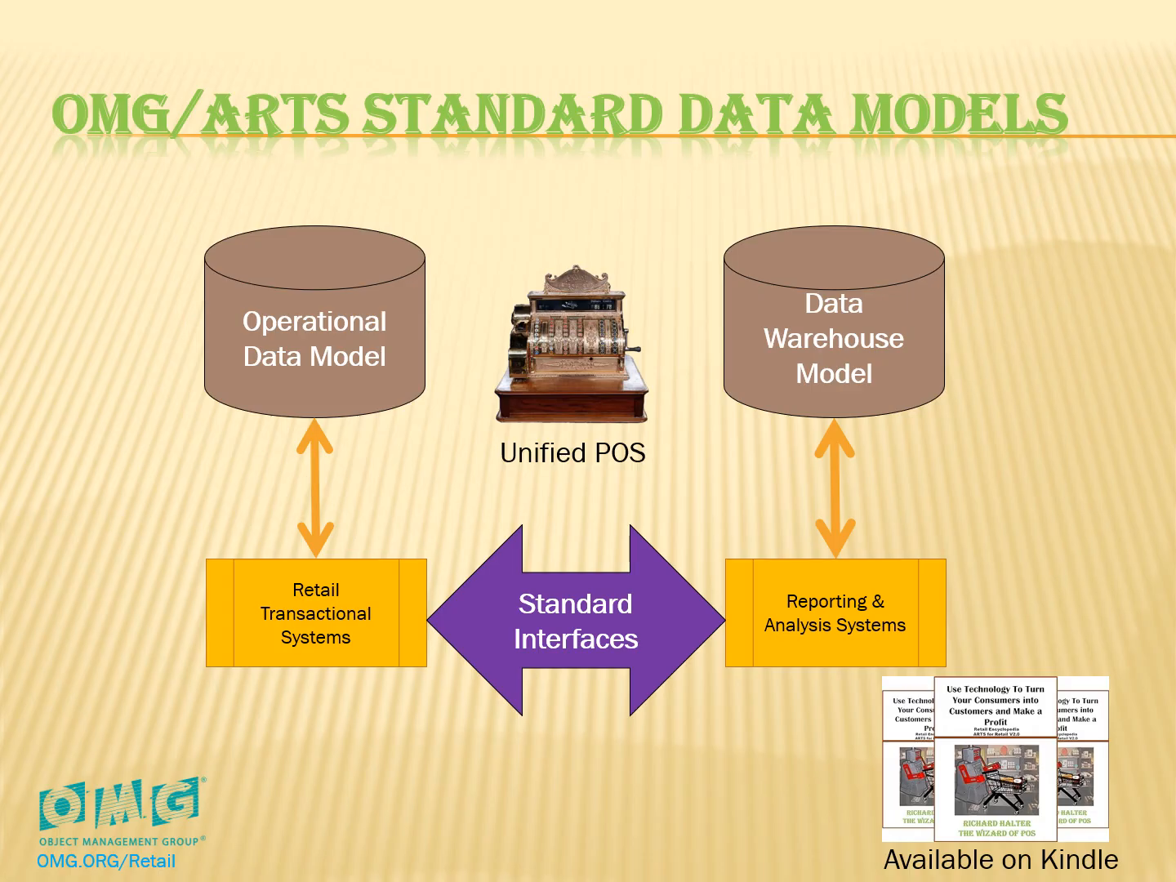So here's a quick look at the overview of all of the ARTS standards. There are 4 major areas. First is the operational data model, and this is where they began in 1993. Then to connect it to and between applications, they created a whole set of interface standards. To properly analyze the retailer's performance, they created a data warehouse. And finally, there's the device connectivity standard called Unified POS.